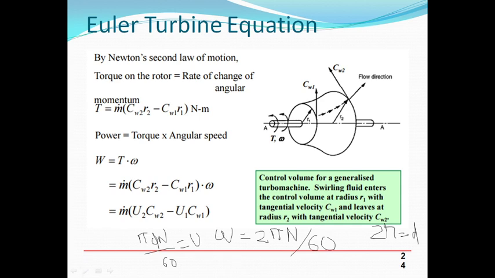Here omega is 2 pi N by 60. So when you are multiplying omega with r, 2r is nothing but D. So this becomes pi D N by 60. 2r becomes D, then pi N D. So pi D N by 60 is nothing but u. So that's what we are doing, multiplying and you are getting u here. Any questions here?